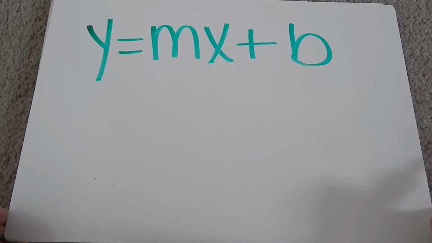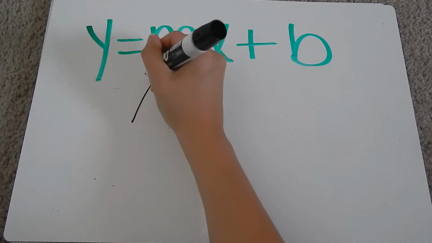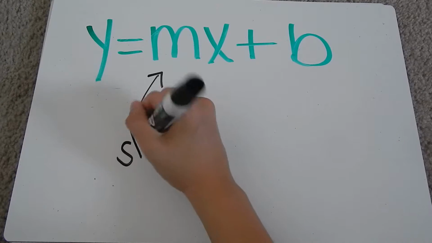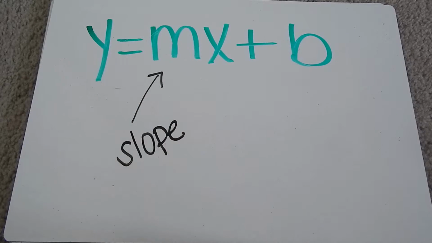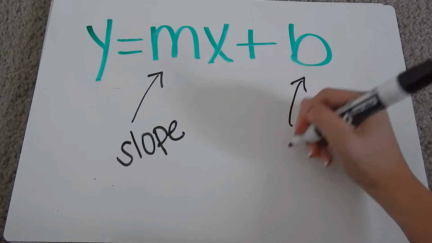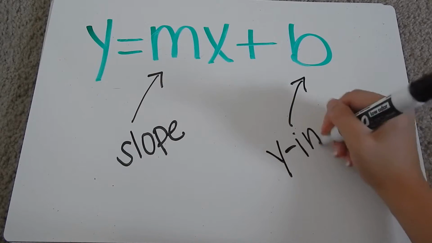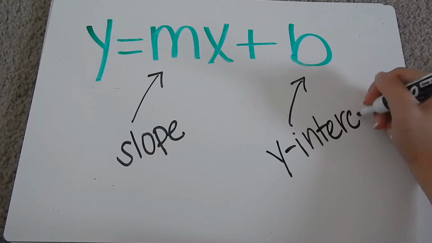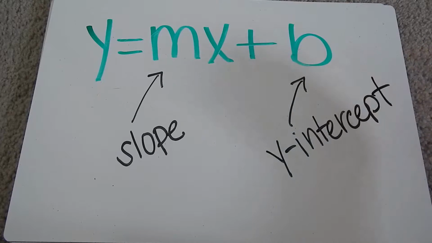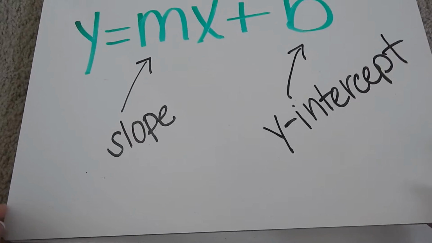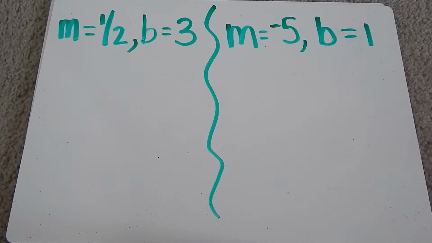Now hopefully we remember what slope-intercept form is. It's this, y equals mx plus b, where m is the slope of the line and b is the y-intercept of the line. So all of our equations today we're going to want to write in that form, y equals mx plus b.